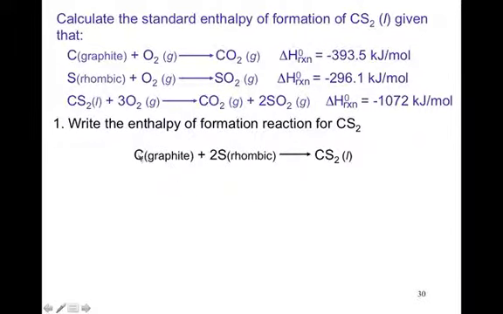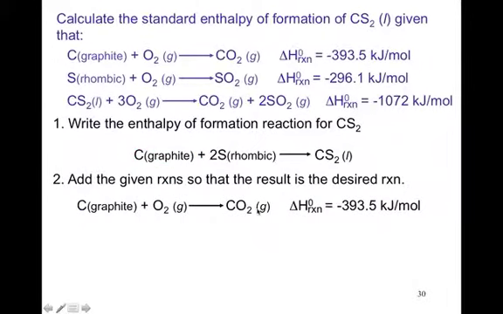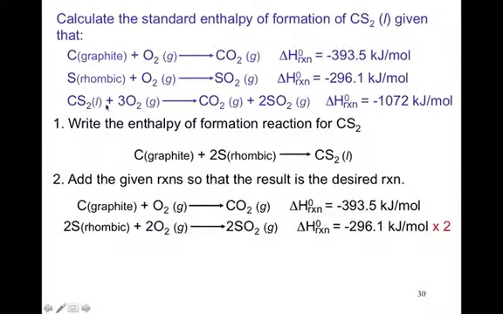So that's what we want to get to. Carbon, sulfur, CS2. So we start, and we say we need to start with carbon. So we use this miniature reaction here, and then we get our carbon. Now we need to get 2 sulfurs to make CS2 balanced. So we take our equation for sulfur, we multiply the whole thing by 2, and we take that delta H of the reaction and multiply that by 2.